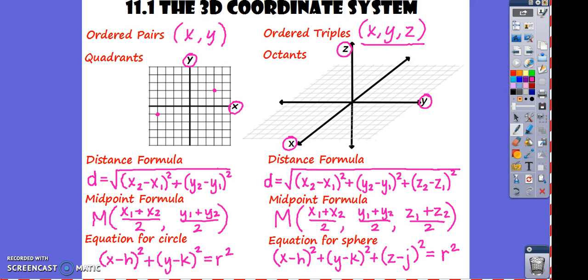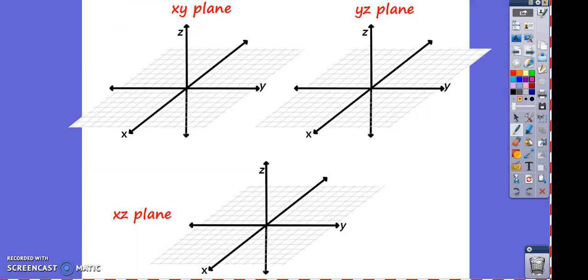For today, I just want to kind of get you used to graphing on the coordinate. It's not coordinate plane anymore, it's more like coordinate space, right? So we actually have 3 planes in coordinate space. The xy plane, and if you think about when we drew our little model room, the xy plane is the floor.